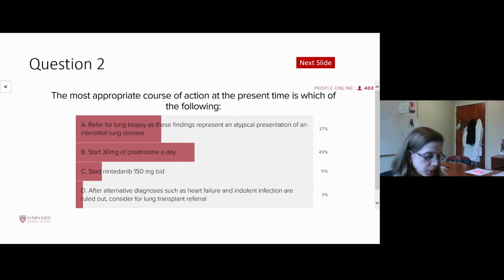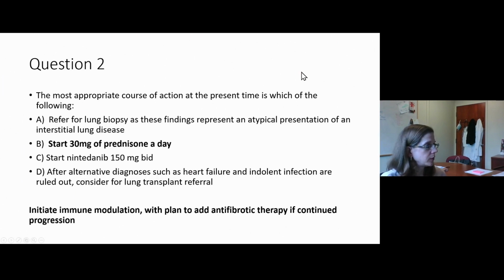Okay, and I don't know if you can help me to proceed to the next slide. Thank you. So I would say that we would start prednisone.